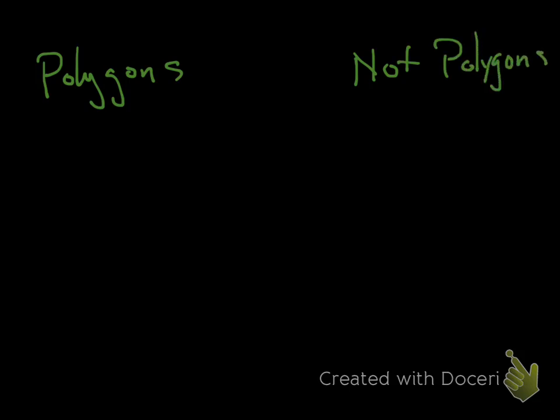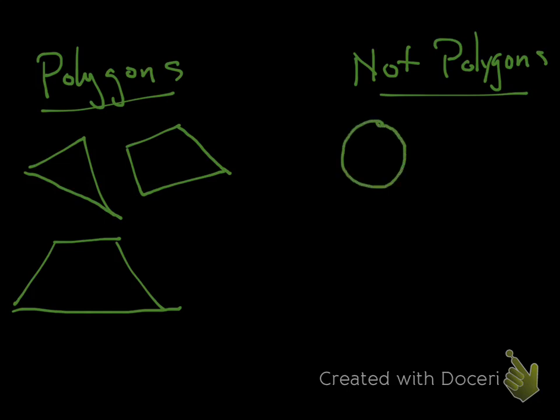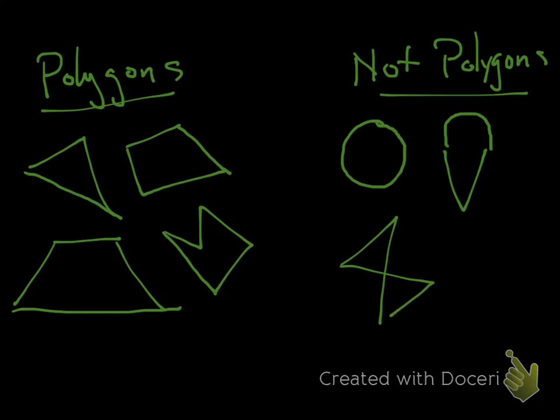All right, so our polygons can look a lot of different ways. Let's see. Okay, and a not a polygon would be something like this. Oh, let me do another example of a polygon. Not a polygon would be that. This. Anything that looks like that.